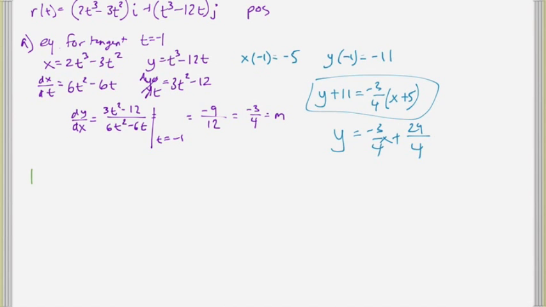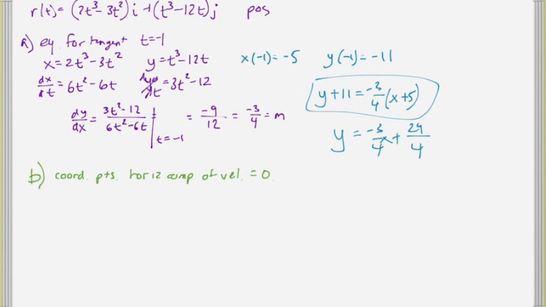Part B wants us to find the coordinates of the points where the horizontal component of velocity is 0. So that means find the x and the y of the points where the horizontal component of velocity is 0.